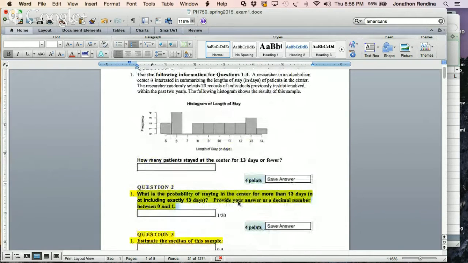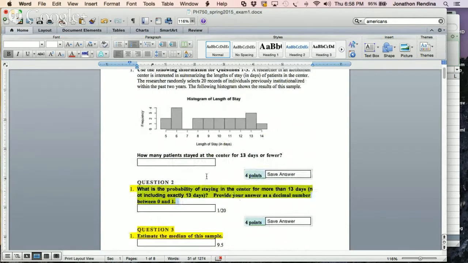The next thing that the question asked you to do was estimate the median of the sample. Now, what we noticed was that it seemed like a couple of people got tripped up by this question, and maybe were thinking about the mode in the sample.